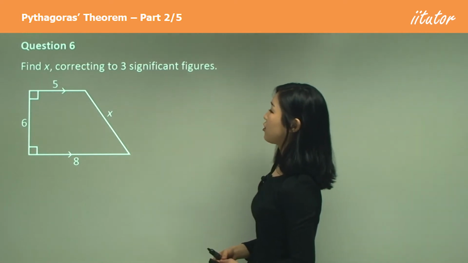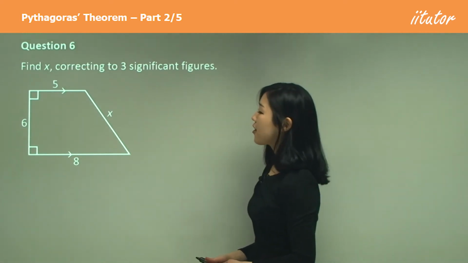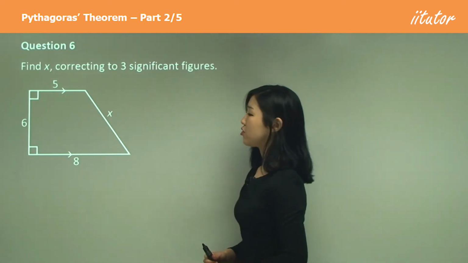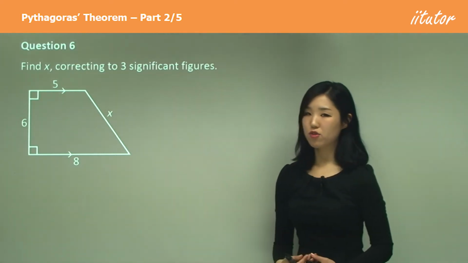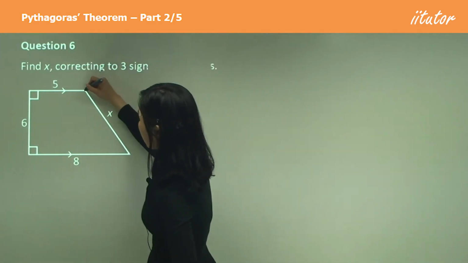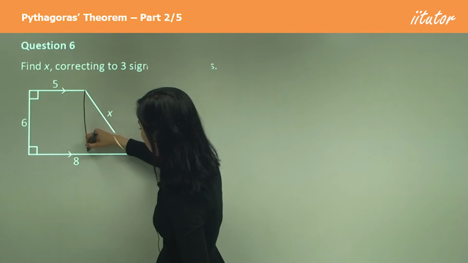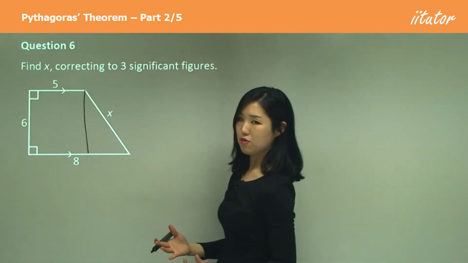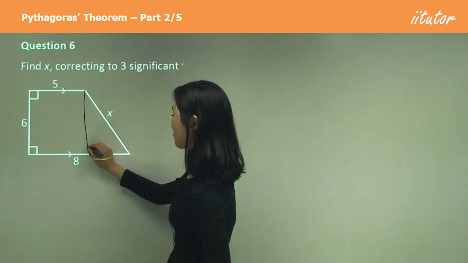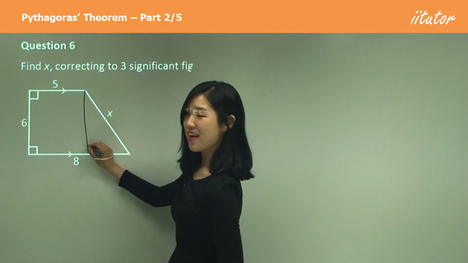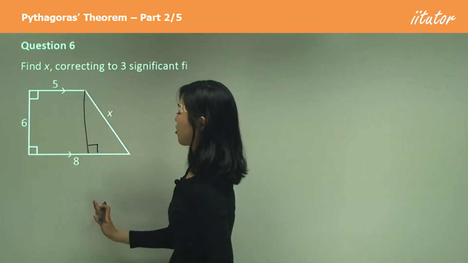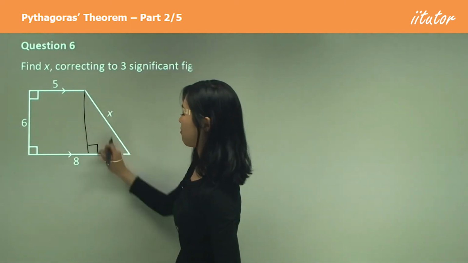Find X, correcting to 3 significant figures. Okay, where is X? There's our X. Now this time, because I usually always want to try and make a right angle triangle, I'm going to try and put a line down here. It's meant to be straight. But if this was straight, you know that this is a right angle triangle, isn't it? Okay, that's vertical. That's straight, so it's a right angle.